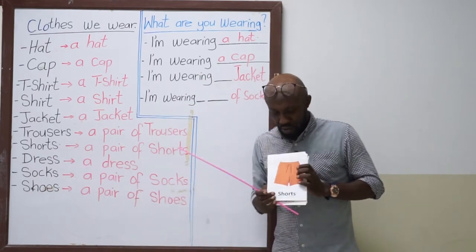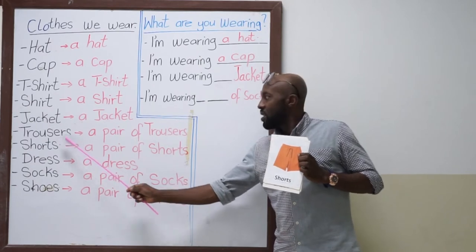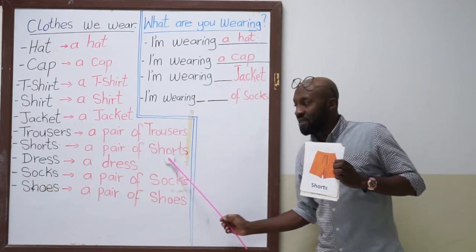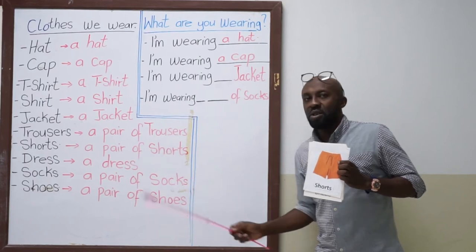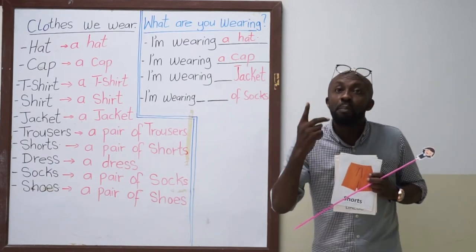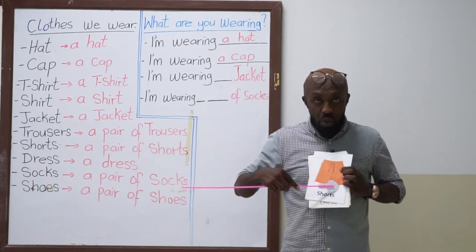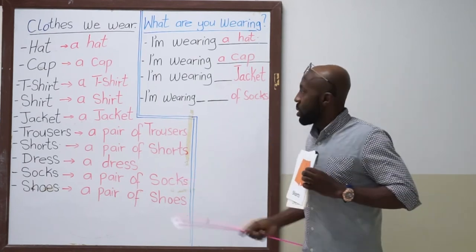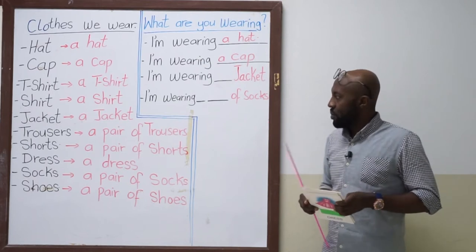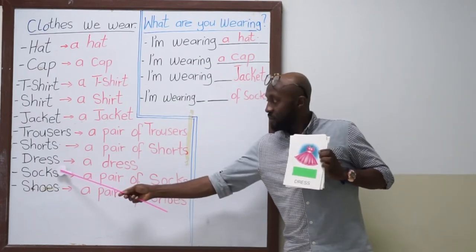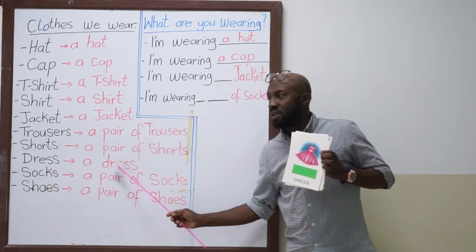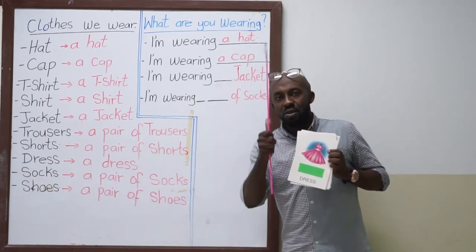Shorts. A pair of shorts. Again, a pair of shorts. Students, remember, a pair means two. A pair. One, two. Okay? One, two. A pair of shorts. Good. Okay. Dress. A dress. Again, a dress. Good.